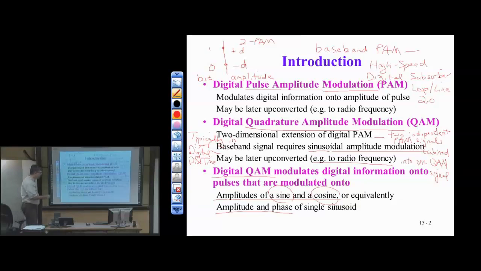The first view is really more how we're going to implement. This is how we're going to actually build the transmitter. We're just going to build it out of PAM pieces that we already know about and add upconversion and a subtraction. So this is more the implementation side. Now we can also look at this from a theory side too. The other approach, looking at amplitude and phase of a single sinusoid, gives us more on the analysis side.